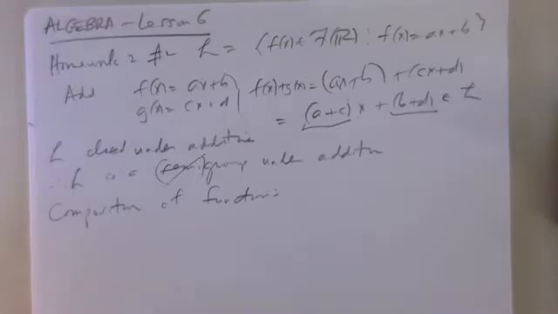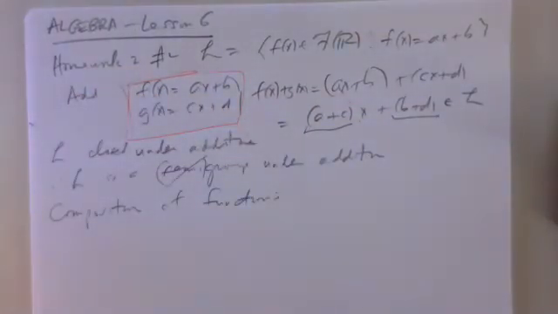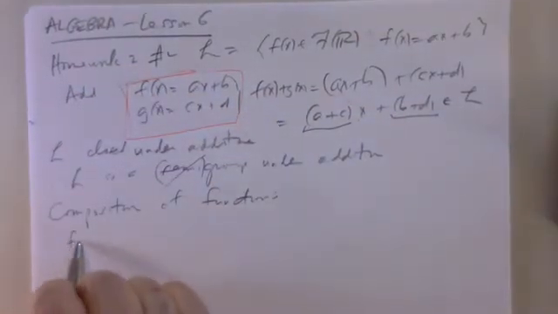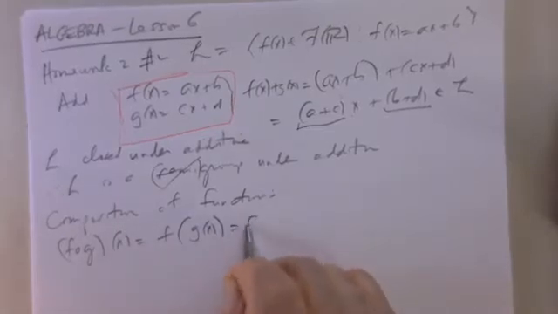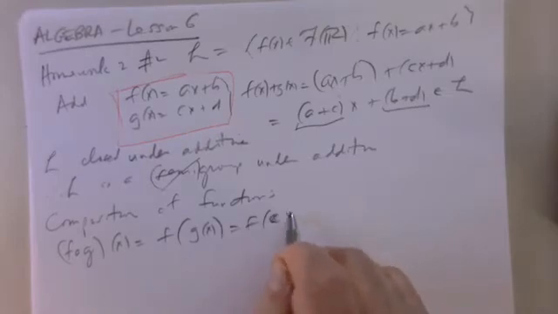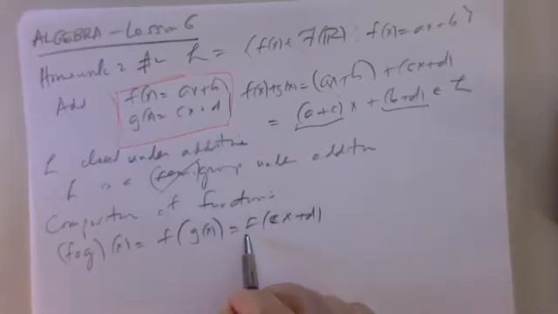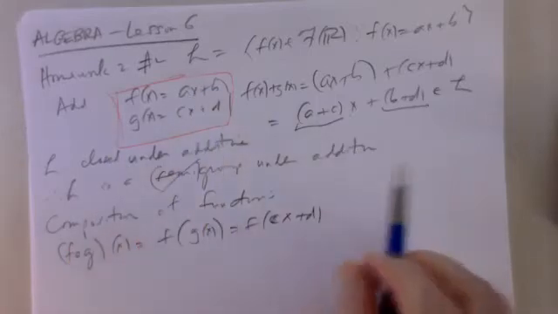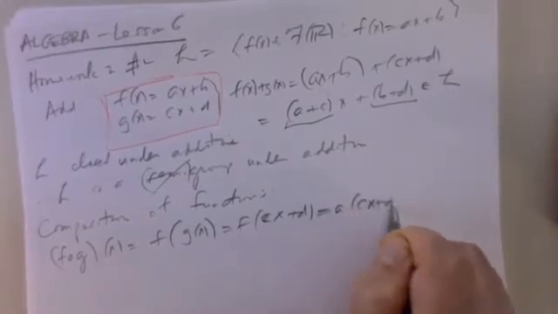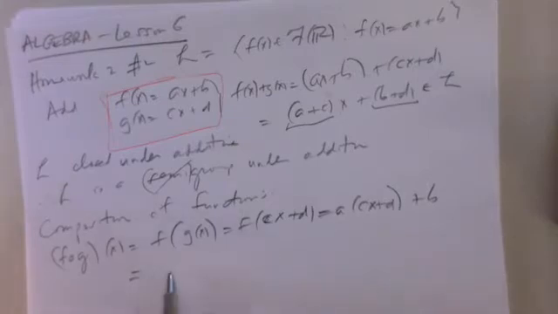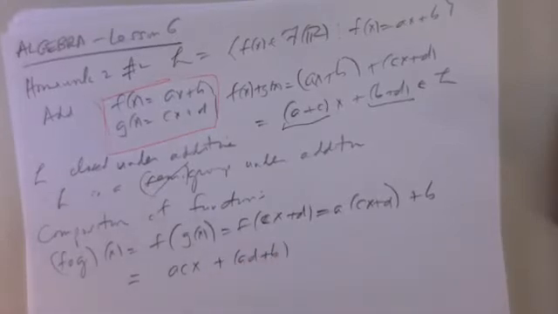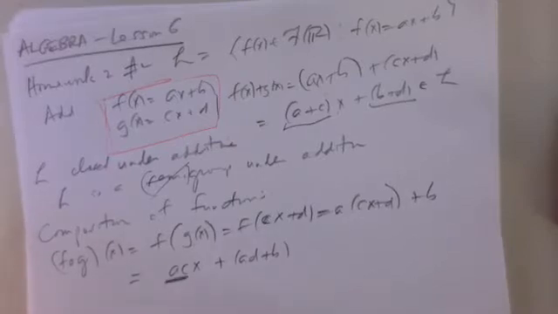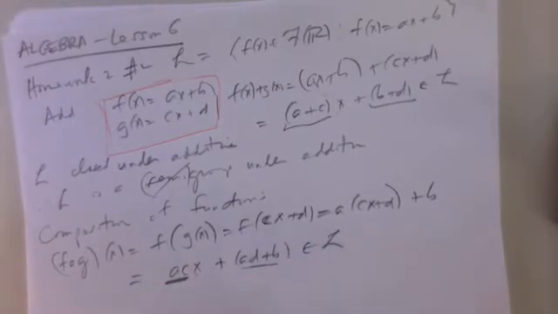So if we start with these two functions, f and g, what is f composed with g? This is f of g of x. That means f of the number cx plus d, because g of x is cx plus d. And what does f do to a number? It multiplies it by a and adds b. So this is a times cx plus d, plus b. And if you expand this, it is ac times x plus ad plus b. So again, this is a constant times x plus a constant. So f composed with g is also in L.